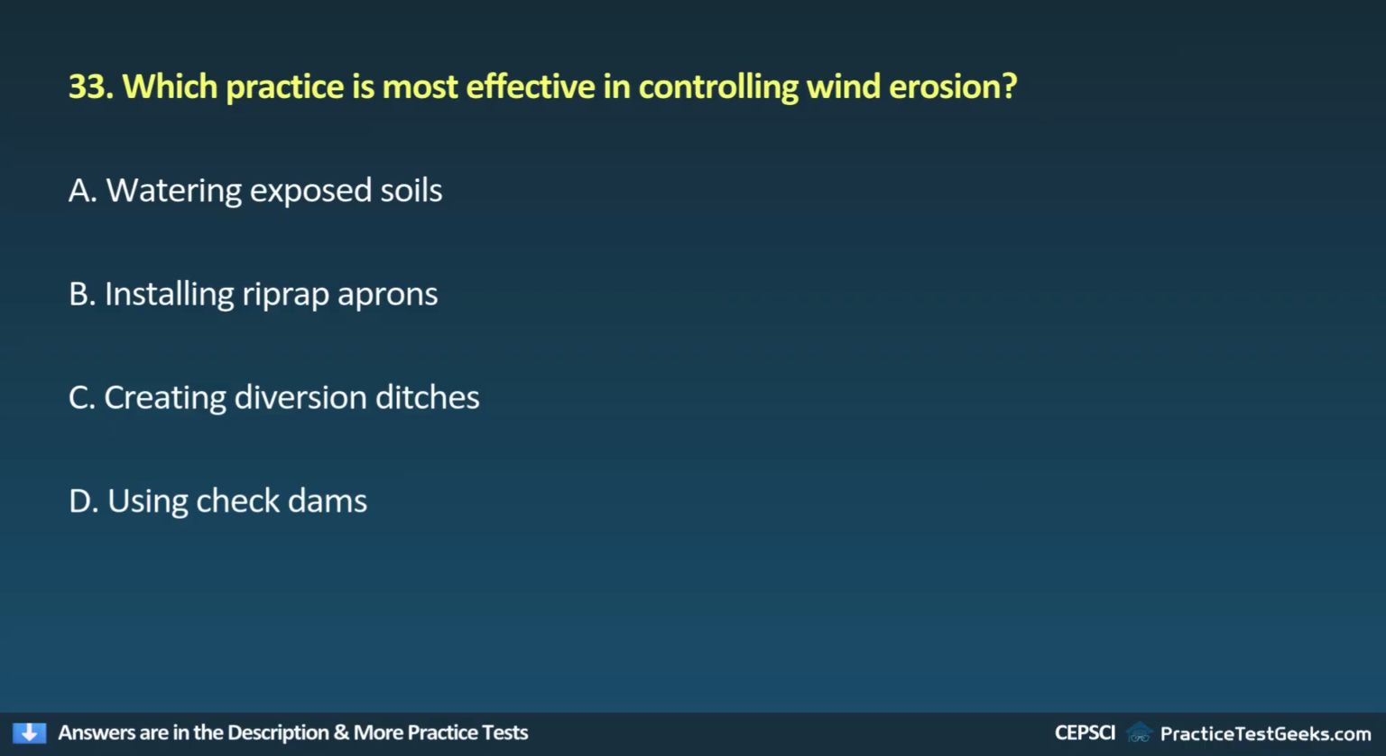33. Which practice is most effective in controlling wind erosion? A. Watering exposed soils. B. Installing riprap aprons. C. Creating diversion ditches. D. Using check dams.